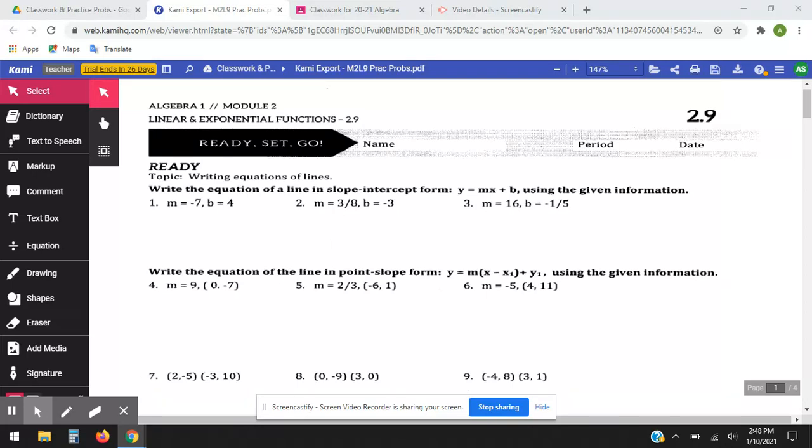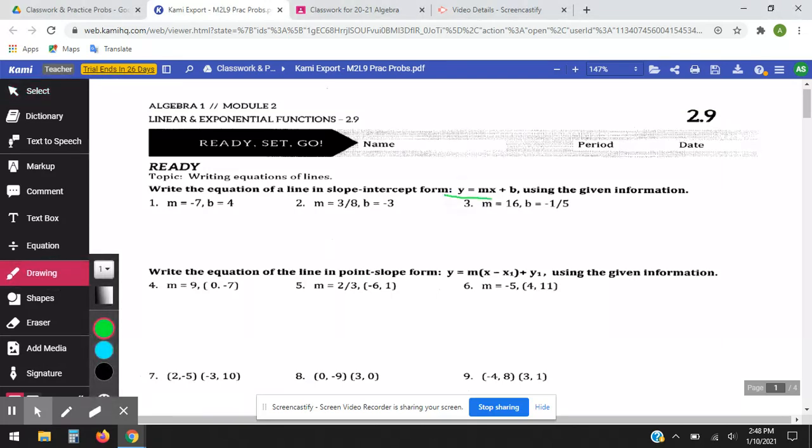So here for number 1 through 3, we're writing these in y = mx + b form. Every time you're given an m value, you substitute it in for m, and if they give you a b value, you substitute it in for b. So y equals, the m value they give us is -7, x, m and x go next to each other, plus we have a 4. So that's it for that one.